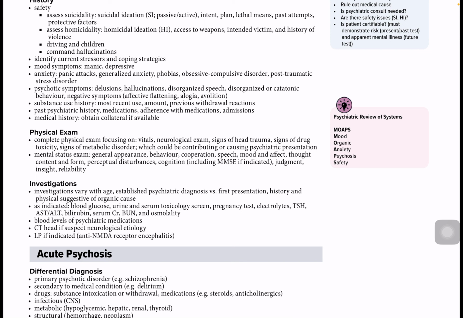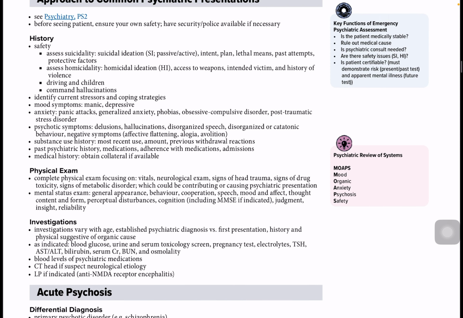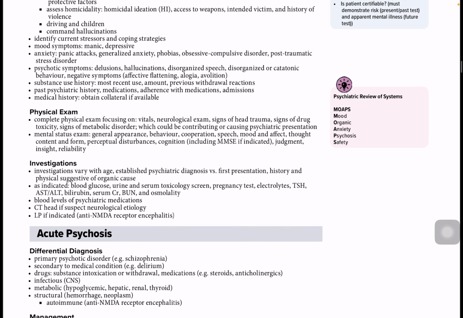Substance use history, most recent use, amount, previous withdrawal reaction, past psychiatric history like medications, adherence with medications, admissions, and medical history. Obtain collateral if available. If there's a family member available, make sure you get history from them as well. On examination, you will focus on vitals. You'll check if he's vitally stable, blood pressure, heart rate, everything is okay. Now you'll move on to neurological examination.